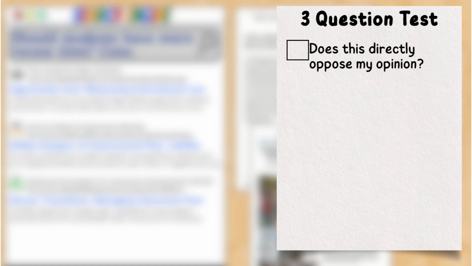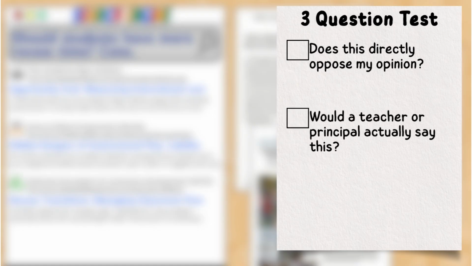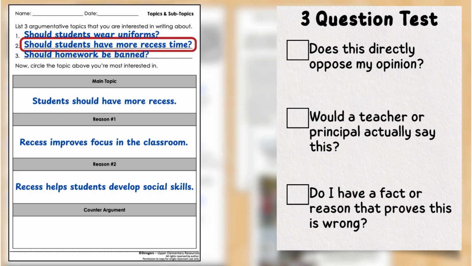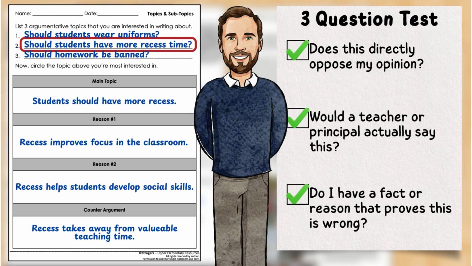Number 1, does this directly oppose my opinion? Number 2, would a teacher or principal actually say this? And remember, your audience might be different depending on your topic. Number 3, do I have a fact or reason that proves this is wrong? For my paper, I chose the counterclaim, recess takes away from valuable teaching time. Since this passes the test, I'm ready for a teacher to check my work.